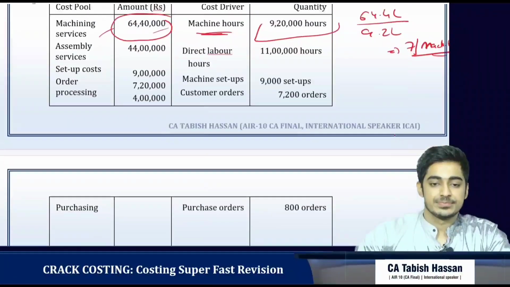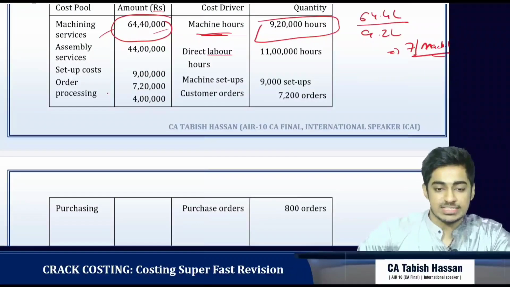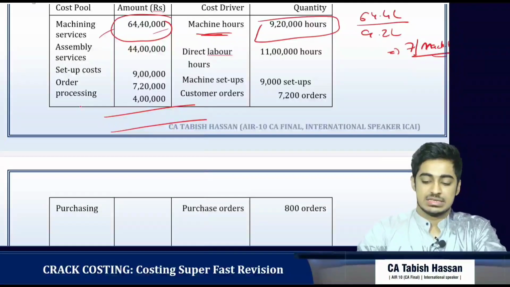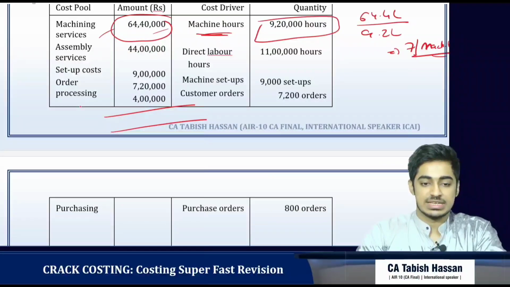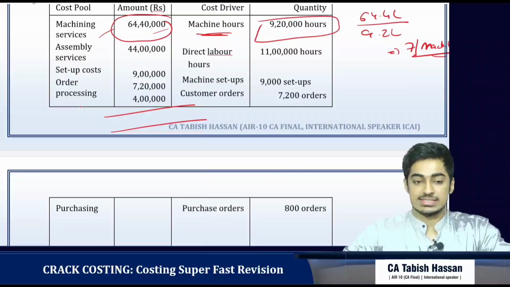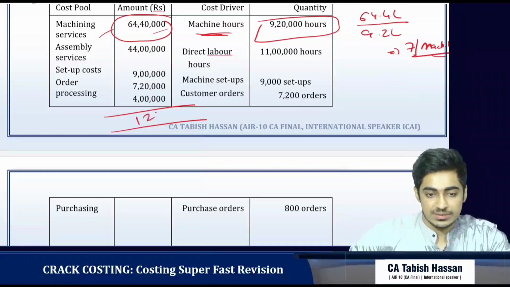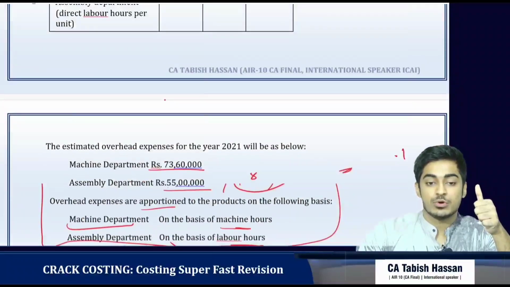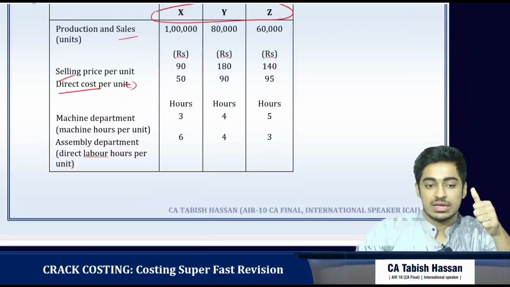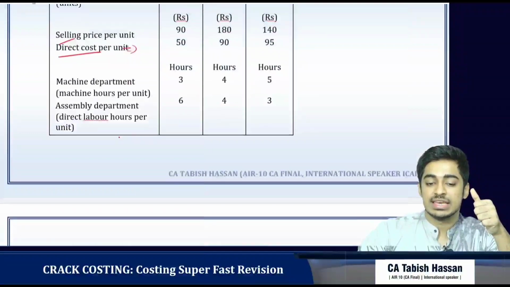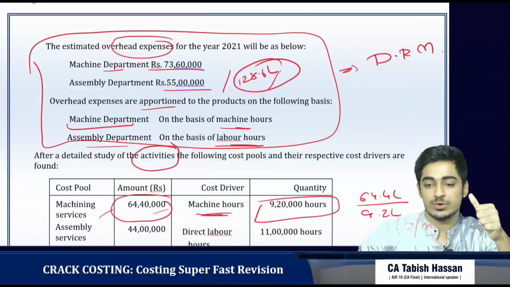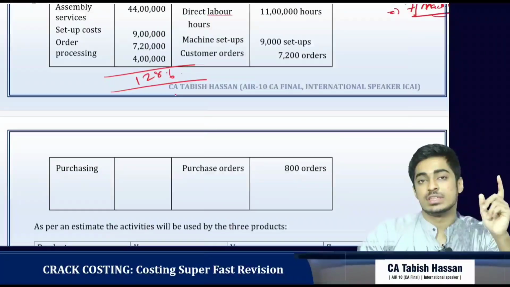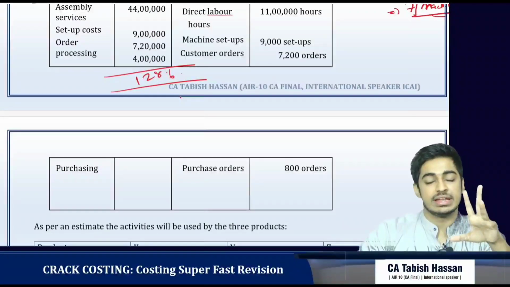And then we'll have to see the total of overhead as per activity based costing. Just for our understanding, it's 64.4 lakh plus 44 lakh plus 9 lakh plus 7.2 lakh plus 4 lakh. It is again 128.6 lakh. So if you look at the three golden rules, first was prime cost per unit will be same in all three. The direct cost per unit is same in all three methods. Second is total overhead would be the same, that is 128.6 lakh and 128.6 lakh. And third was if the company is manufacturing only a single unit, and that is not applicable here.